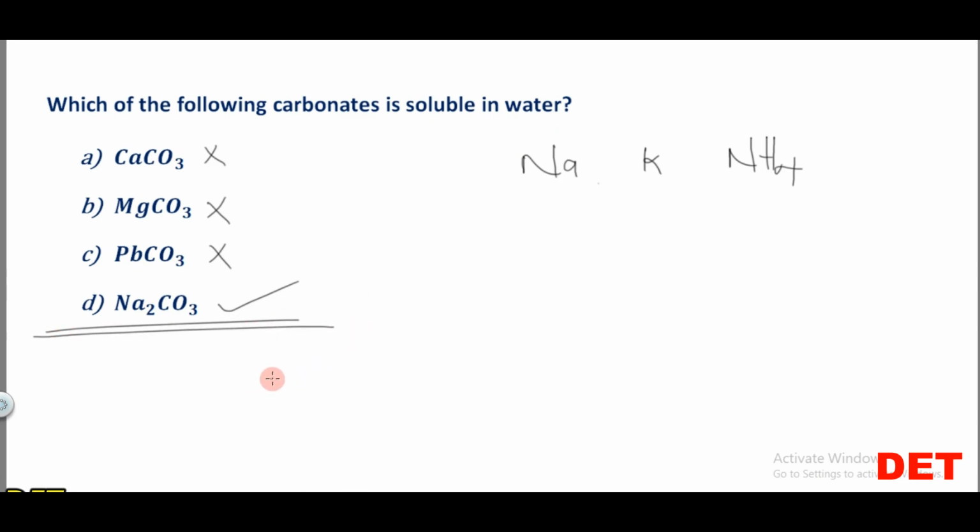So again, you should note that all common salts of sodium, potassium, and ammonium are soluble in water. Very important.